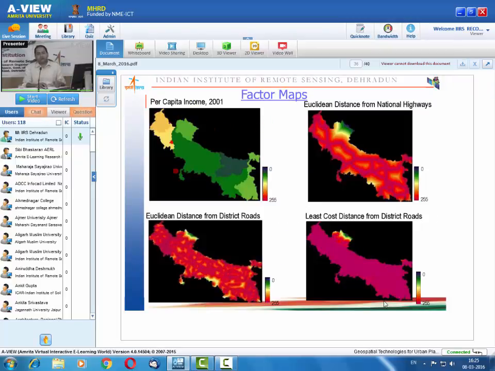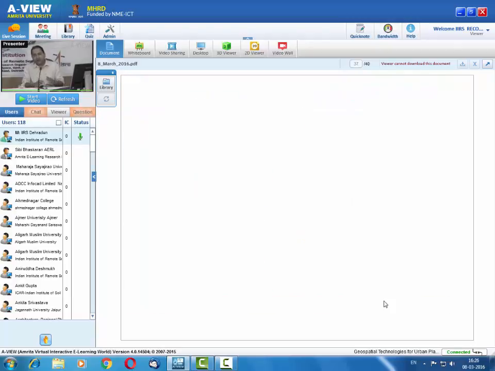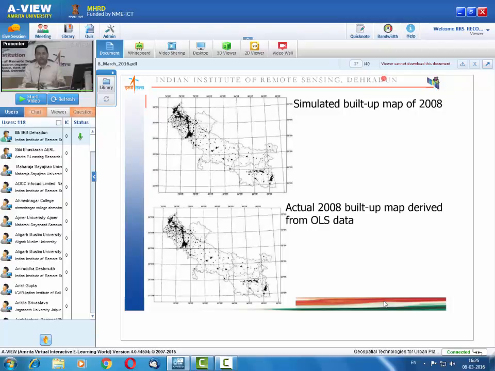These are the various factor maps we have generated: the per capita income, the equivalent distance from national highways, the equivalent distance from district roads for the entire Indo-Gangetic plains using the nighttime data, and the last is the least cost from the district road. Just to give you an idea, these are the maps we have made. Then using cellular automata modeling, we simulated the growth for 2008 and compared it with the actual built up areas in 2008, because this helps us validate our model.